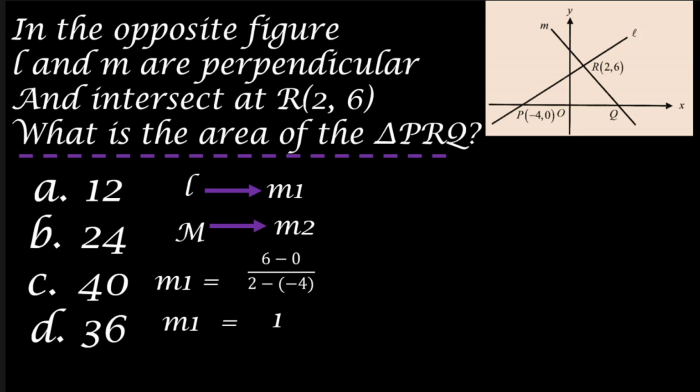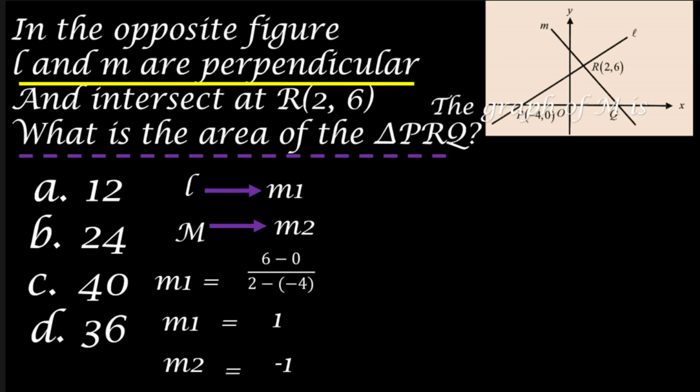So now we have here the two straight lines are perpendicular. To find the slope of the straight line M or m2, just flip and find the inverse. So m2 equals negative 1. We studied before that m1 times m2 equals negative 1. It's the relation between the slopes of two perpendicular lines.